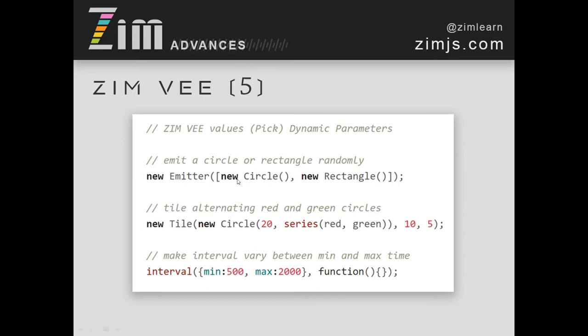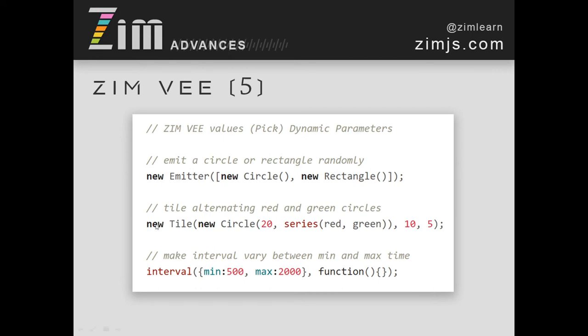So we have a new emitter, and we're passing in an array with two objects in it. And what will happen is the emitter will then pick from these two objects. Normally, we would just be passing in a single object, and the emitter would emit that single object. It's only got one parameter there for the object. But that parameter accepts ZIM VEE values. And an array is a form of a ZIM VEE value that will then pick from that array randomly. Now that's really cool because then the emitter will emit circles and rectangles and so on. But if we said, let's randomly pick one of these outside and then pass that random answer into the emitter, it would only emit that one type of particle. So this is very handy.